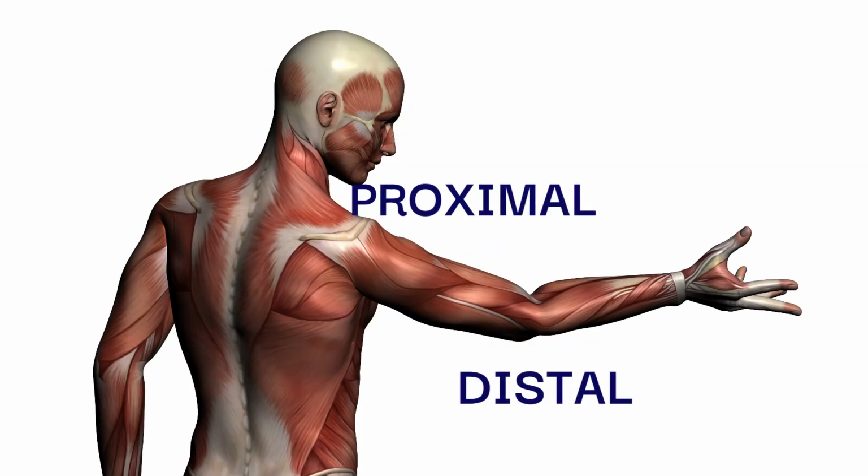Proximal and distal terms are given in reference to an origin. Proximal means closer to the origin while distal is further from the origin. Elbow joint is distal to shoulder joint. Elbow joint is proximal to wrist joint.